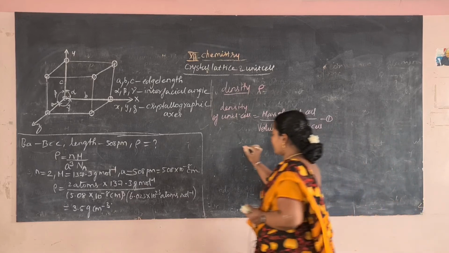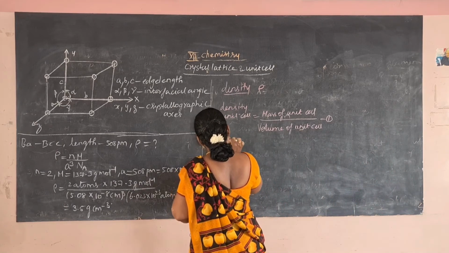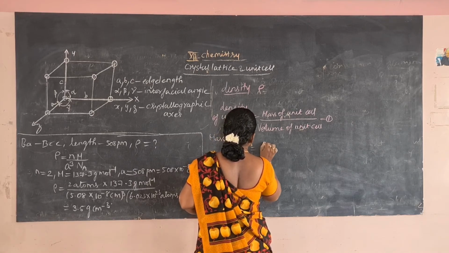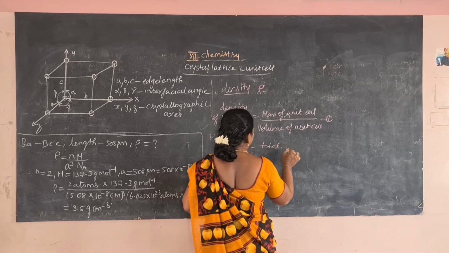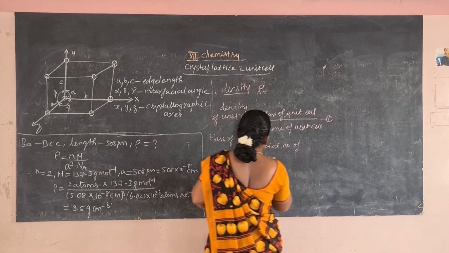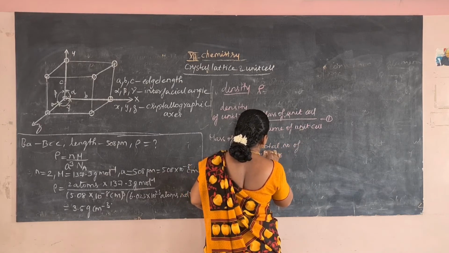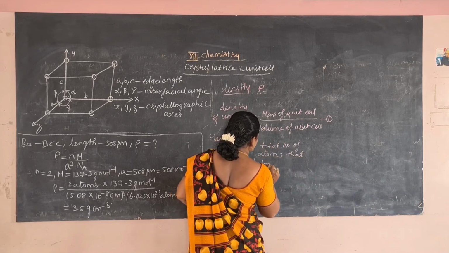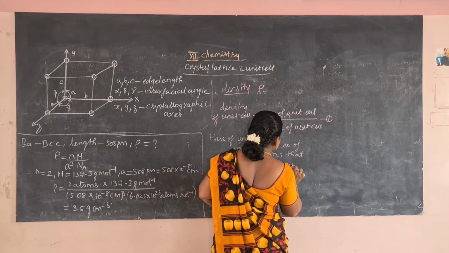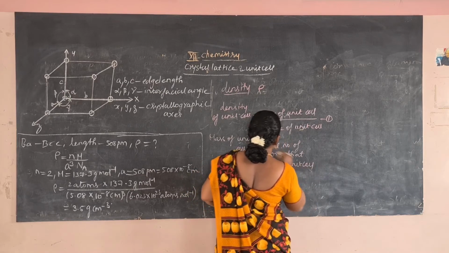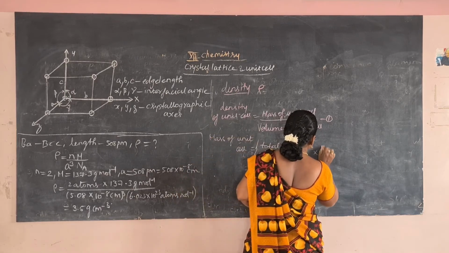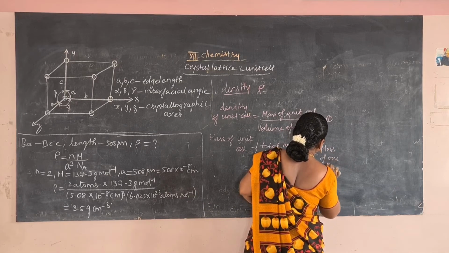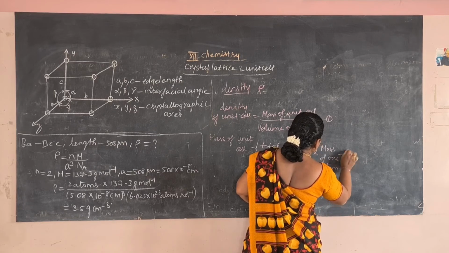Now we know that mass of unit cell is equal to total number of atoms that belong to unit cell into mass of one atom. Okay, that is the second equation.